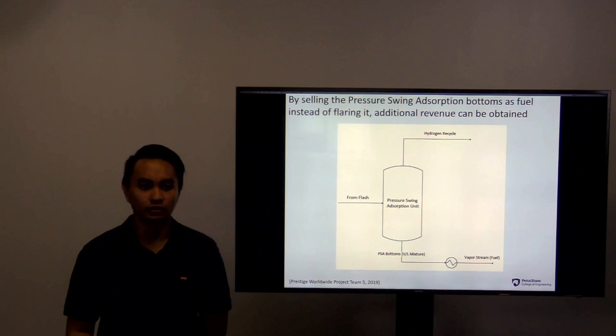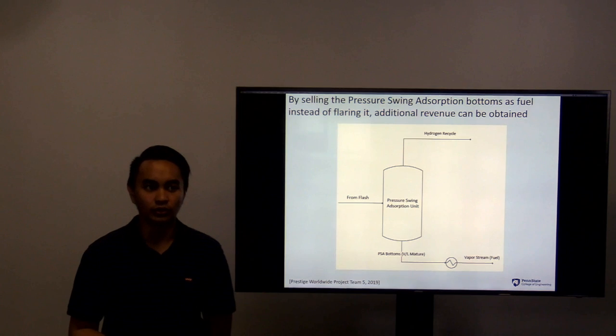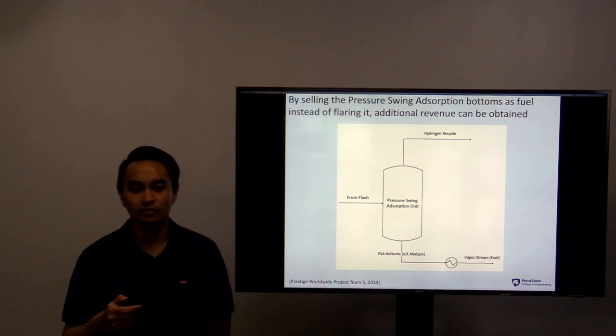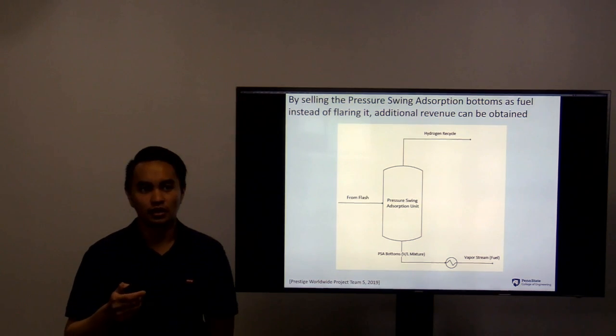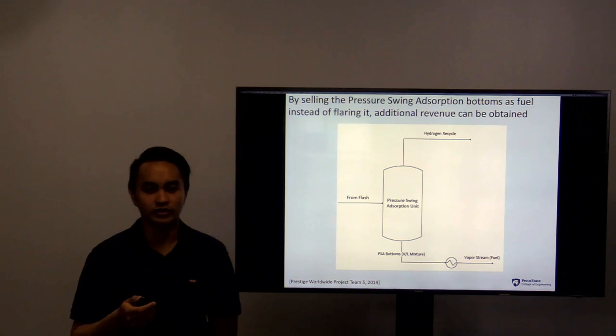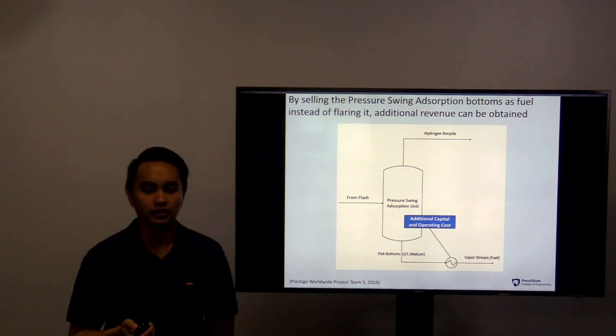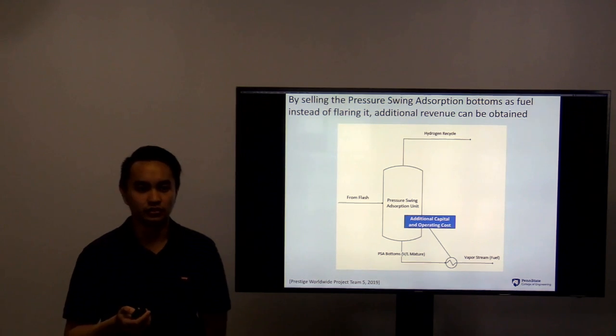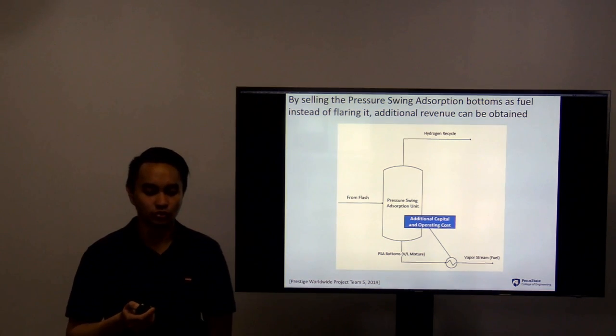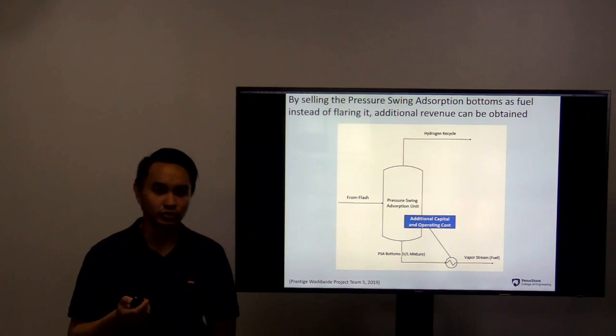For the second alternate design, we decided to sell the bottom stream of the pressure swing adsorption. In our original base case, the bottom stream of pressure swing adsorption was burned off as fuel. Was burned off as a waste. With the addition of a heat exchanger, we will have an extra capital and operating cost. This is because the heat exchanger was used to heat up the vapor liquid mixture to become only a vapor stream.